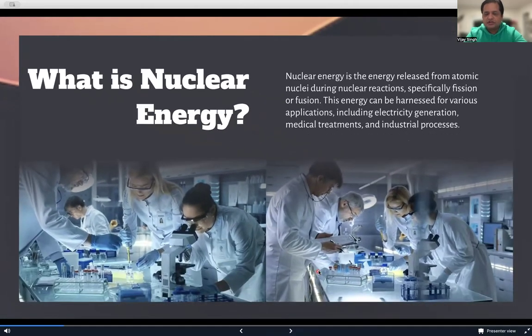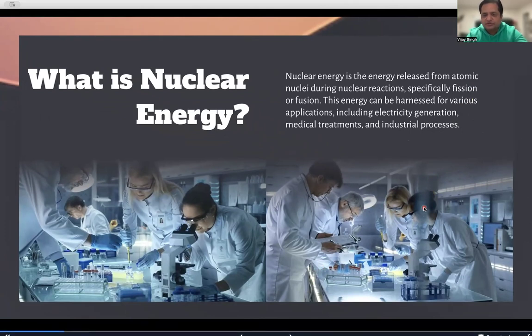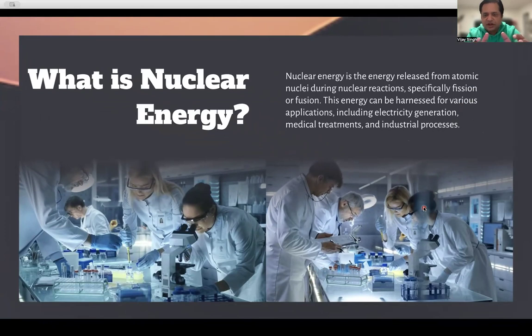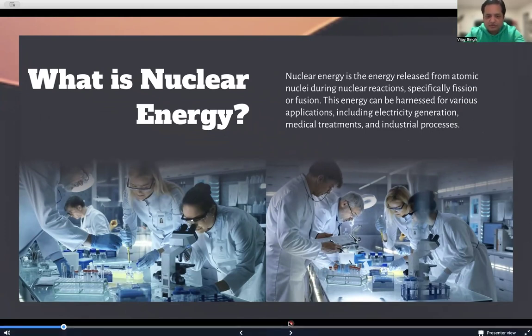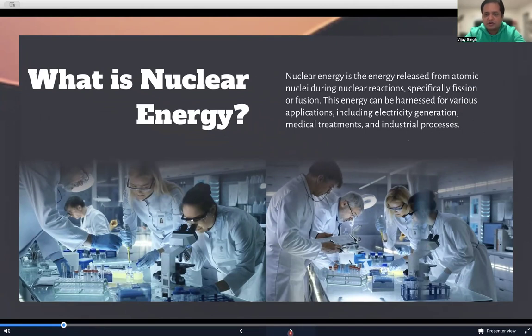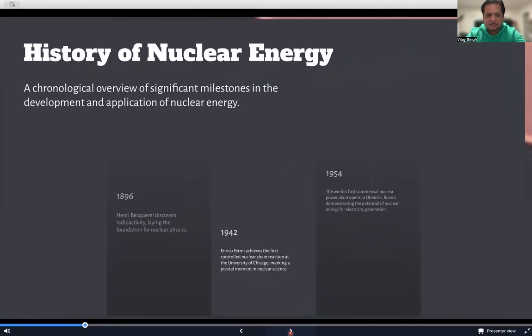So nuclear energy is all about fission and fusion. What is fusion and what is fission? Fission is when a heavier nuclei splits into lighter nuclei with release of energy, and fusion is when two lighter nuclei combine together to form a heavier nuclei. In both the processes of fission and fusion, a lot of energy is released.